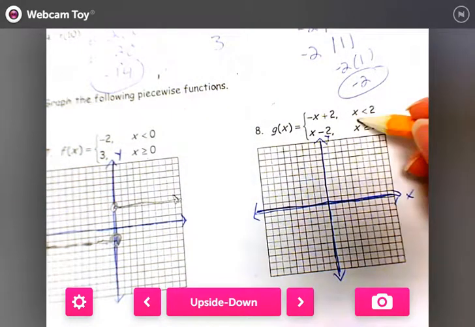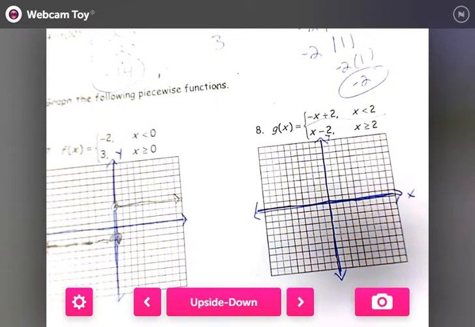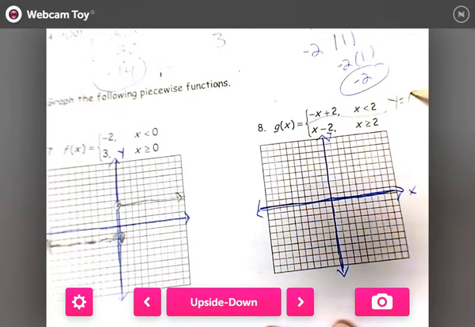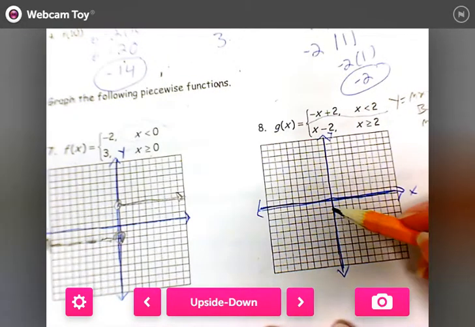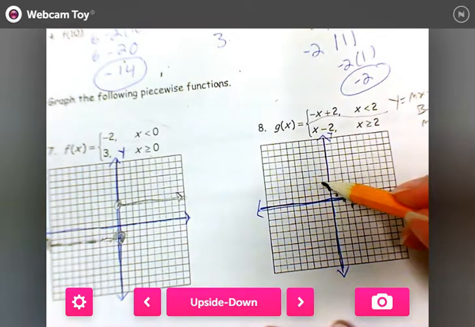When X is less than 2, it's negative X plus 2. So first let's graph negative X plus 2. Remember, it's Y equals MX plus B, right? So my B is 2. My M is -1/1. So first I'm going to put my first dot on 2. 1, 2. And then I'm going to go down 1/1, down 1/1, right? Or up 1/1, up 1/1.